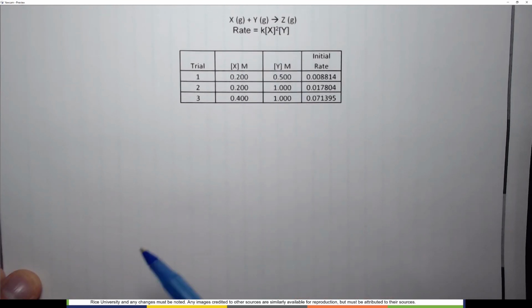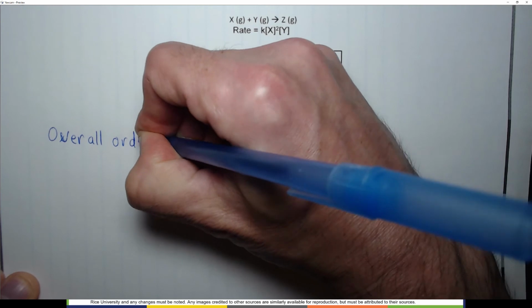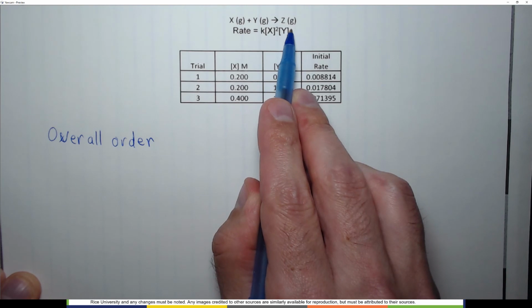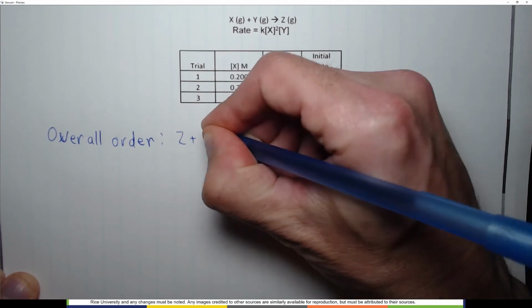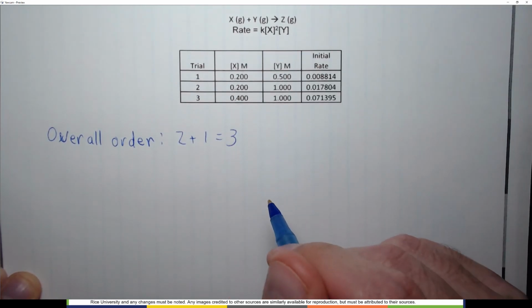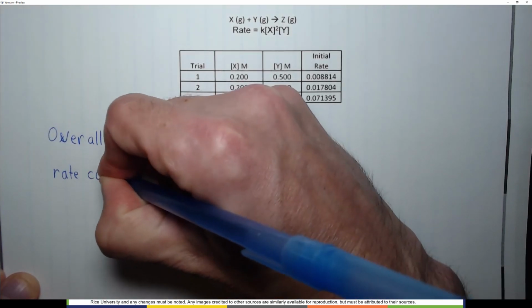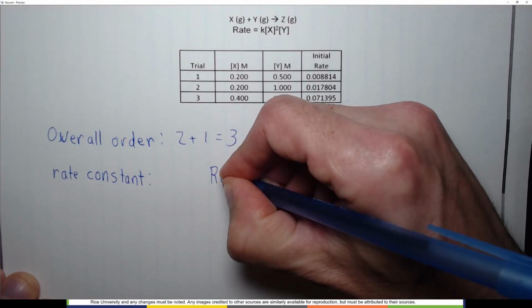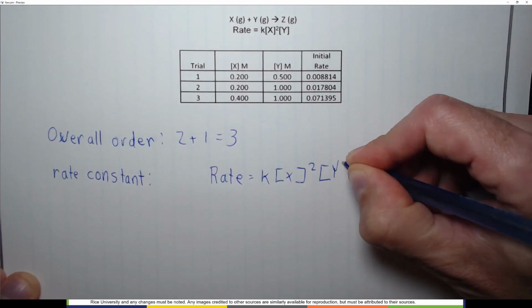What it asks us is, what is the overall order? I shouldn't have deleted this. So the overall order. Well, this is second order with respect to x, and first order with respect to y. So the overall order is 2 plus 1, which is third. You just add the exponents to find the overall order. The last thing asks us for the rate constant. I apologize that I actually deleted the questions and not just the answers. So the rate constant. Well, we know the rate law: rate equals k, concentration of x squared, concentration of y.